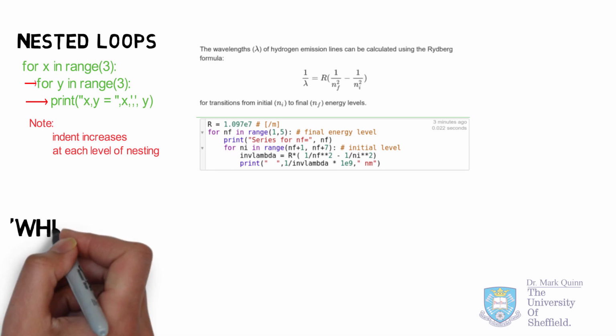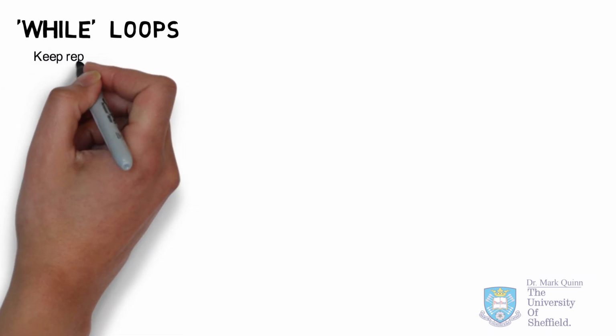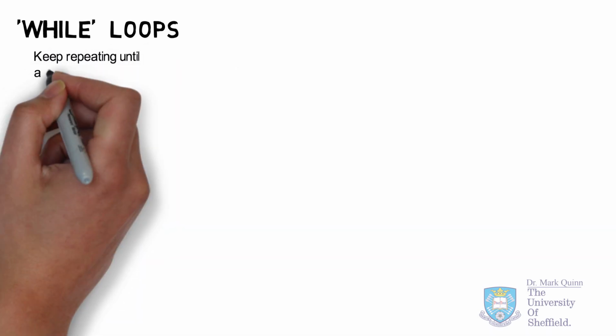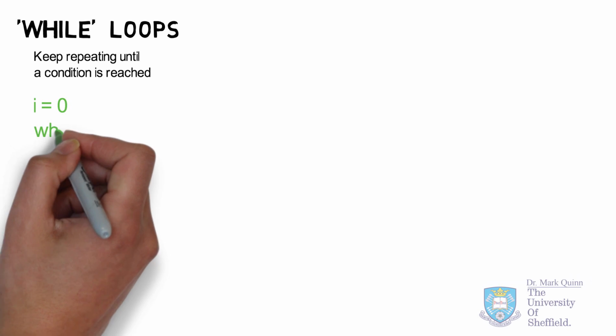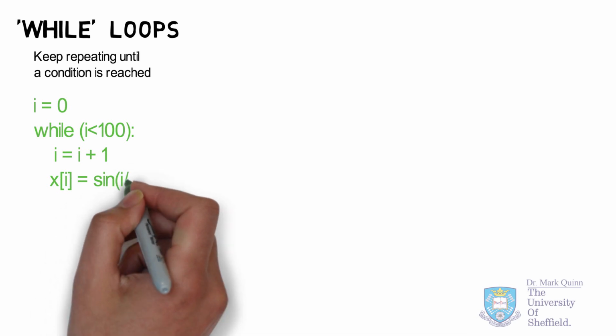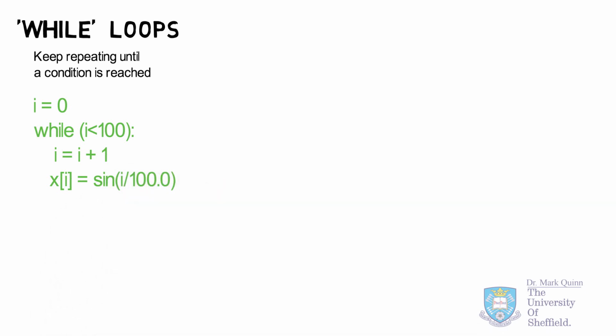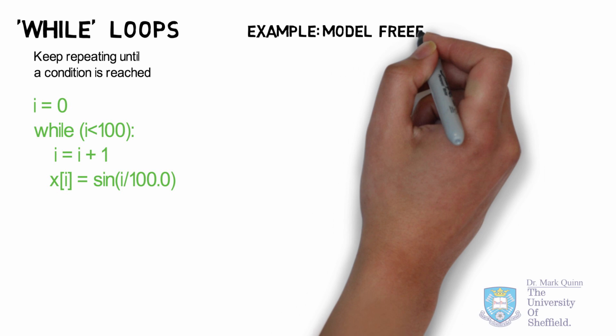So after that simple example of nested loops, we'll move on to looking at while loops. While loops enable us to keep repeating a list of actions or commands until a certain condition is reached. In this very simple example, we will have a while loop that will calculate the sine of i over 100 so long as i is less than 100. So at each step in the loop we increment i plus 1, and after 99 iterations of the loop will stop.